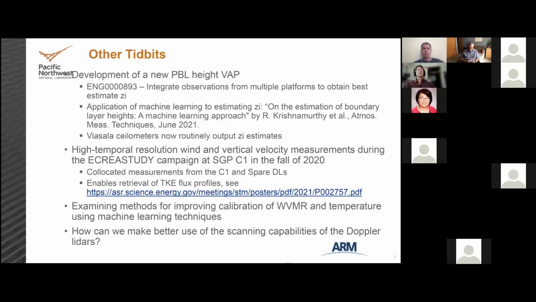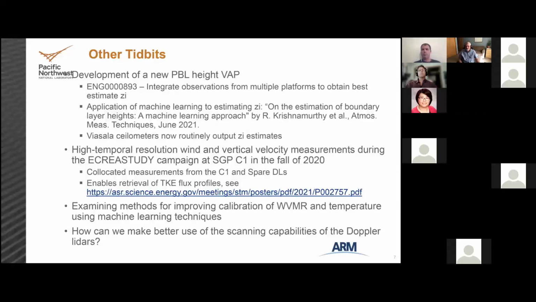So other tidbits, little pieces of information about the LiDARs that folks should be aware of. There's interest right now in developing a new planetary boundary layer height VAP. There's an ENG out on this. The whole idea is to integrate observations from multiple platforms to obtain the best estimate of ZI. Along those same lines, we've been looking at the application of machine learning to estimating ZI from the Doppler LiDAR and surface measurements. Raghu has a paper out in AMT on that. And now, of course, the ceilometers are now routinely outputting ZI measurements.